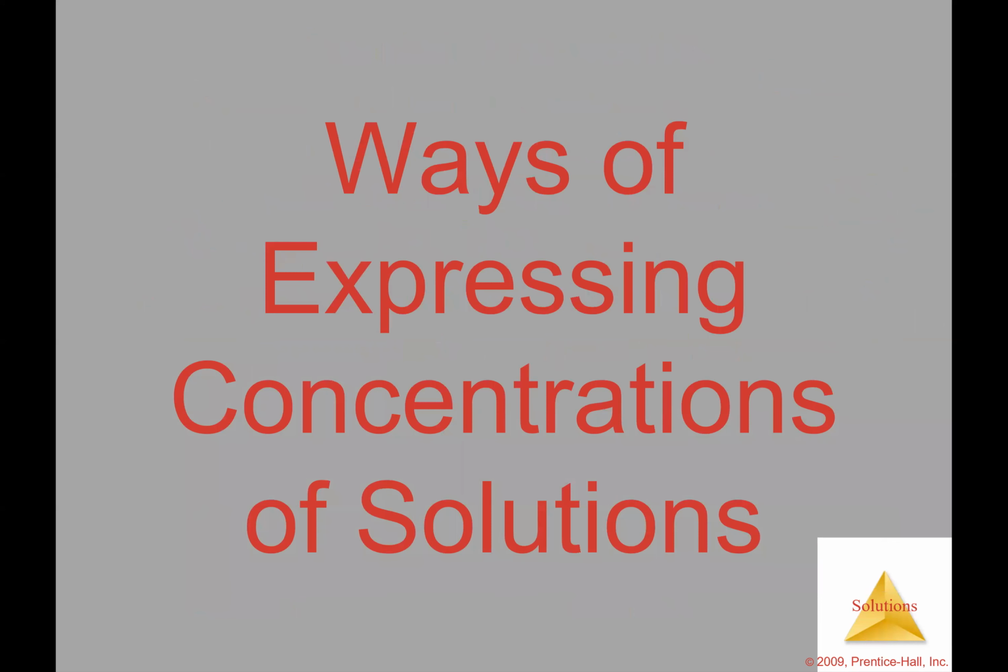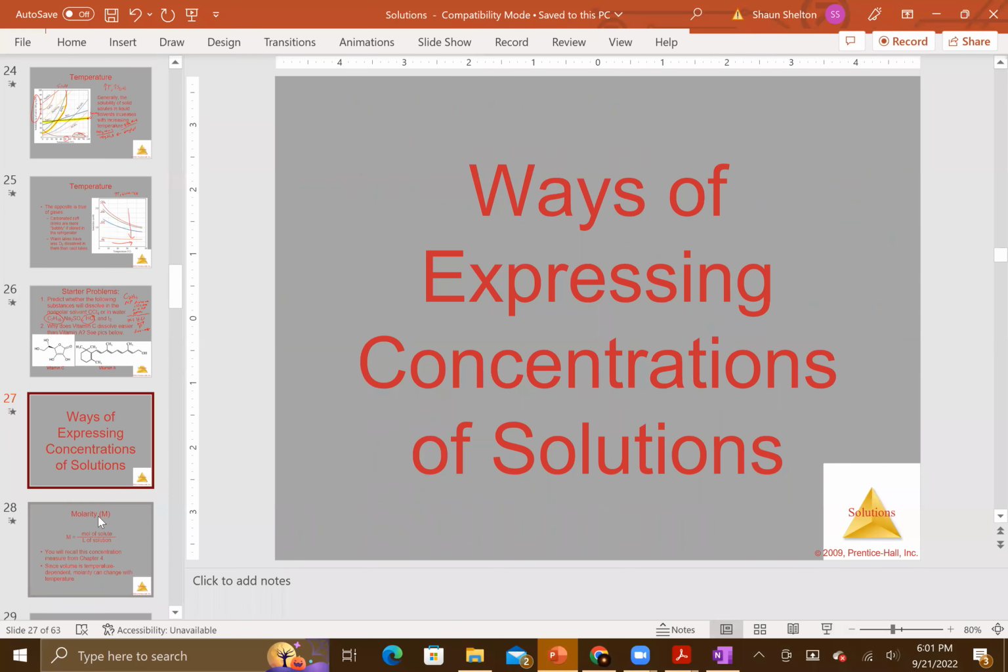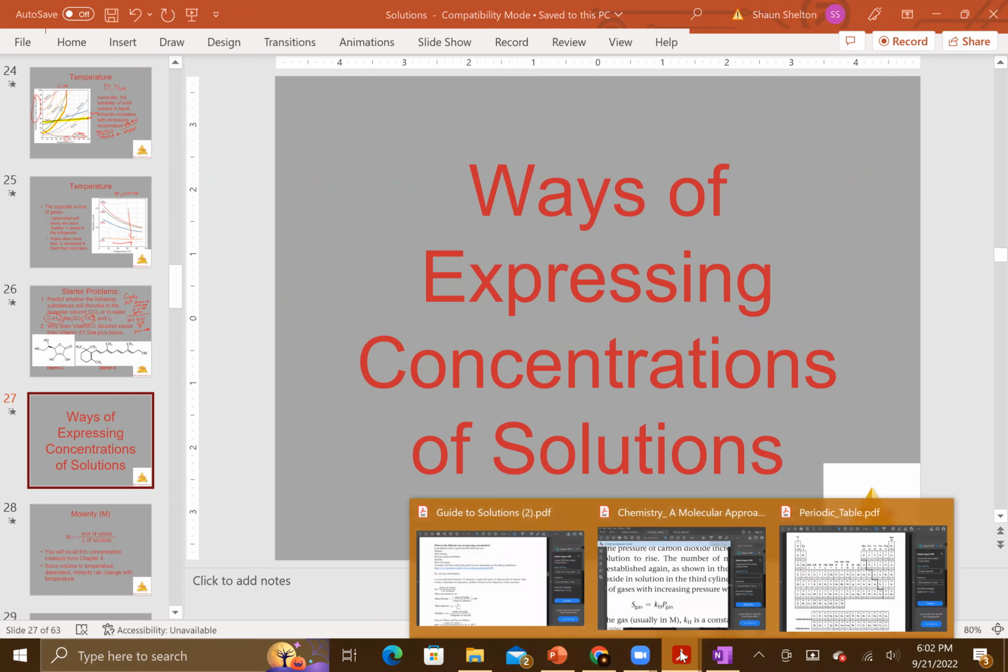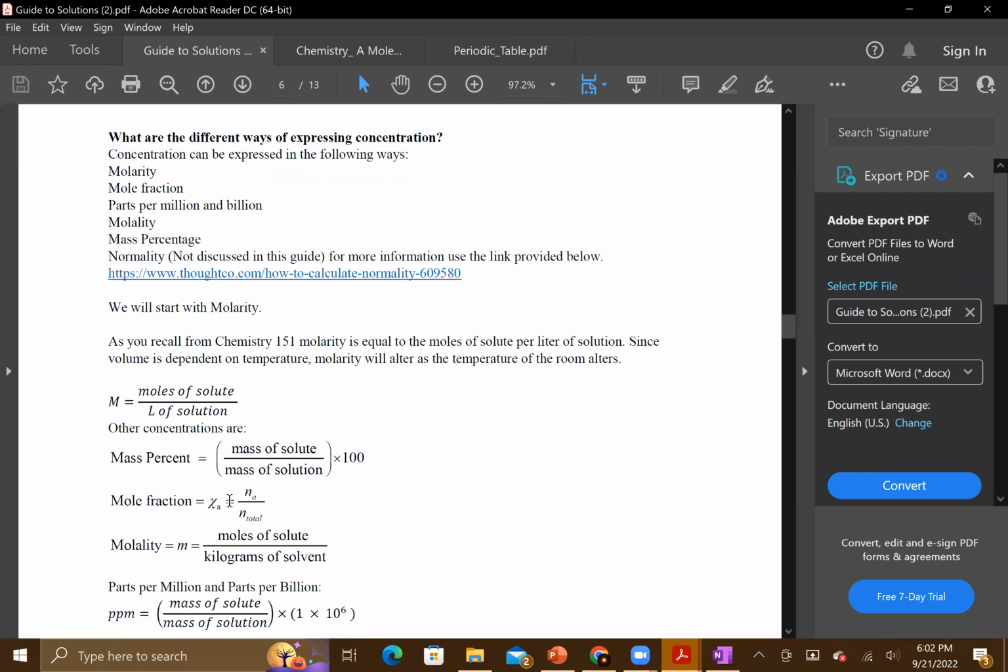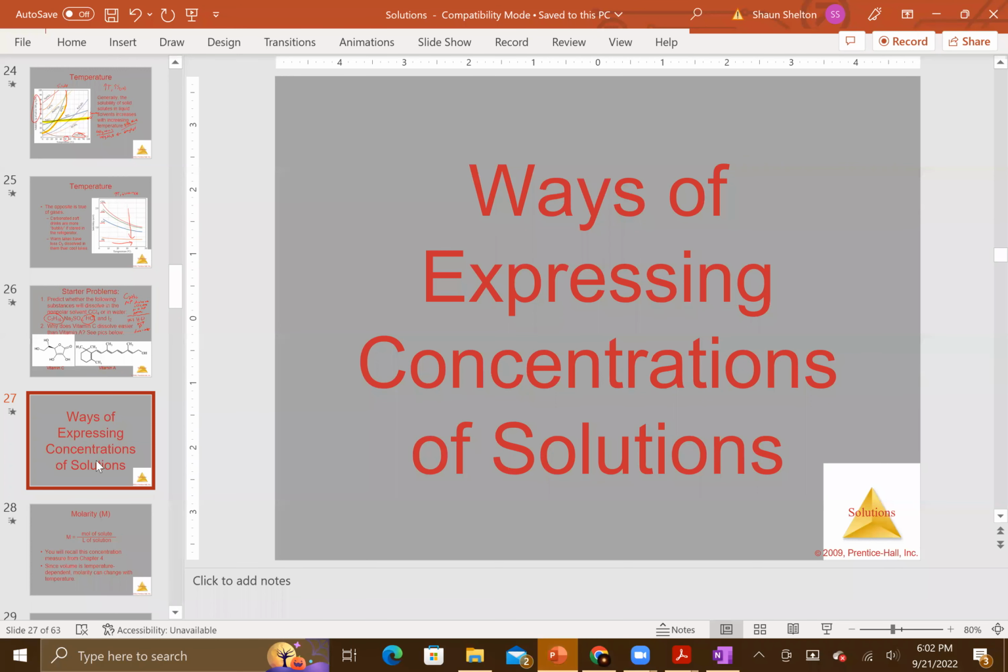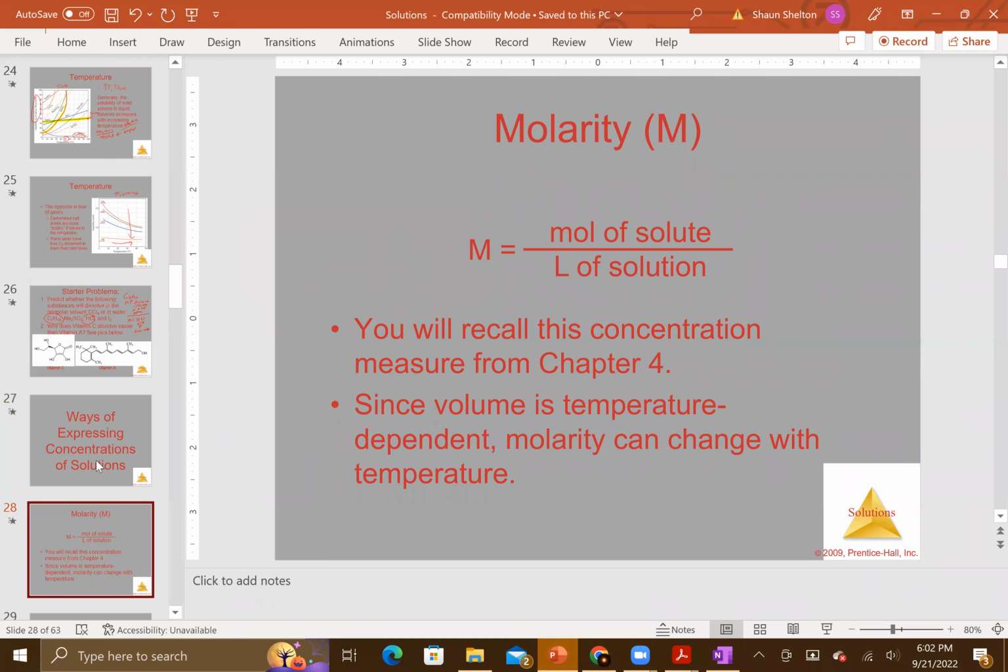All right. So now we're gonna get into a new section for this chapter, and that is ways of expressing concentrations of solutions. So what I'm actually going to do is go through the different units of concentration, and then we'll work some examples. I want to make a note also that it would be a good idea, if you have this, to go ahead and pull this out. This is your guide to solutions, and this is the section that we're in right now. So we're going back here, and the first one we're going to look at is molarity.